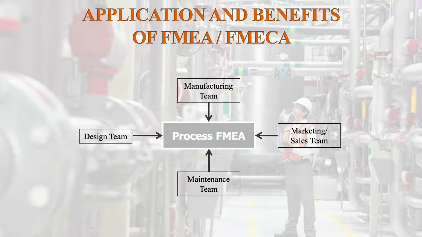But in process FMEA, the same manufacturing team will be there, then marketing and sales team will be there. But here a maintenance team will be there, because it is already in the process, so the machines are working on that. So that is where we can introduce the maintenance team. But in the design, it is a technical and engineering team. That is the only difference. And the fourth one is the design team. Design team will always be there. This is the difference between the design FMEA and process FMEA.